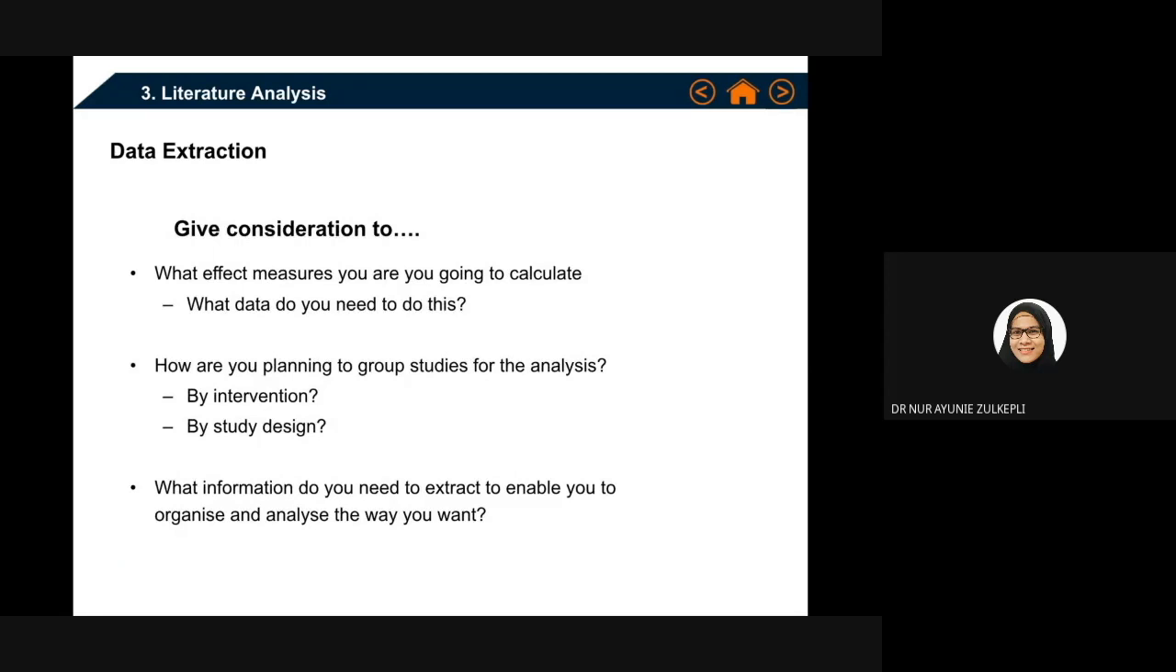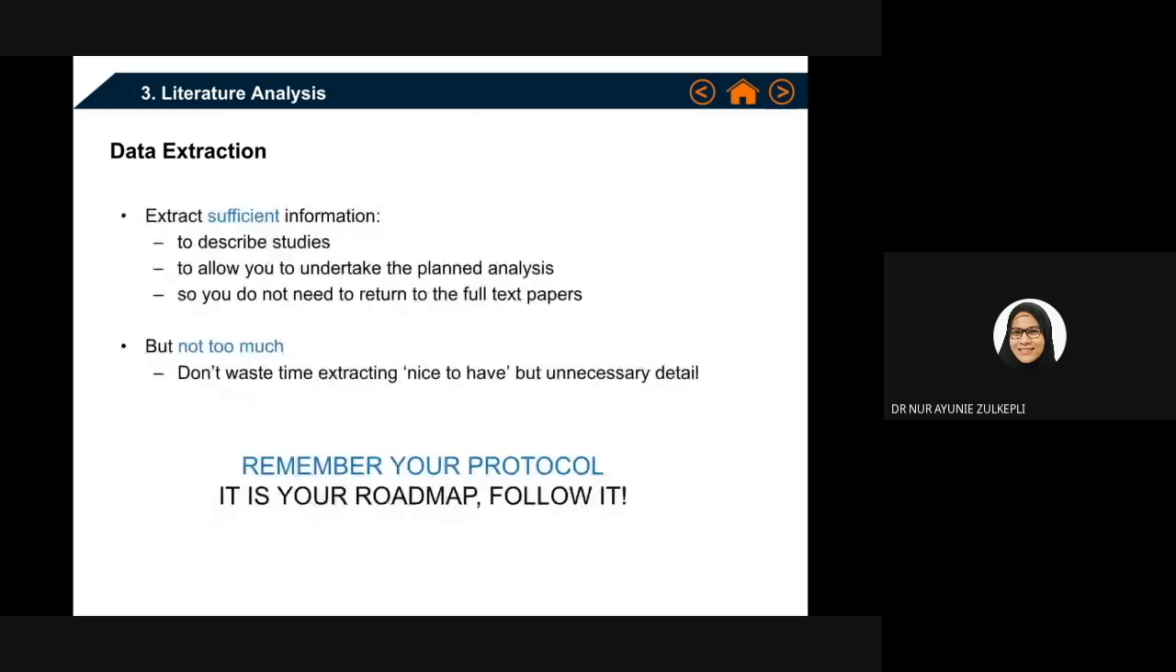Then you need to consider what effect measure you are going to calculate, what data you need to do this, which I already explained just now, and how you plan to group studies for the analysis: by intervention, by study design, or by chronological order. It depends on you. So extract sufficient information to describe the study, to allow you to undertake the planned analysis, and to help you answer your research question. Then you do not need to return to the full-text paper, because you already have your form.